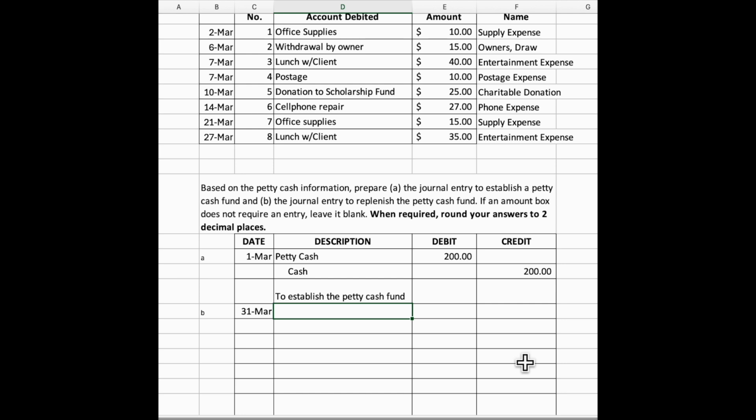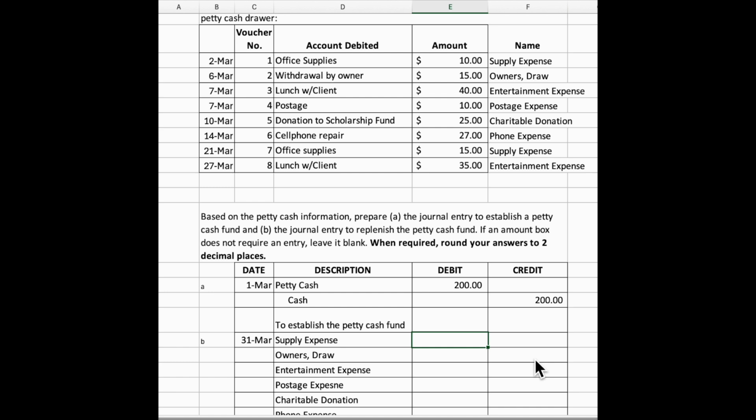So on the description, the expenses that we had were supply expense. We also had an owner's draw. We had an entertainment expense, postage expense. We made a charitable donation. Let's do a phone expense.